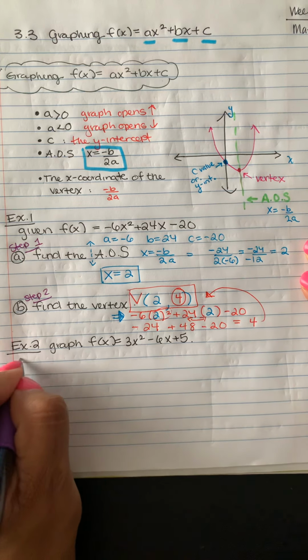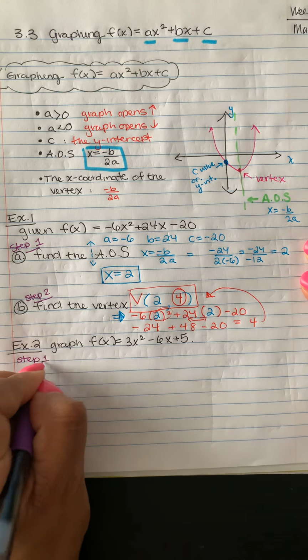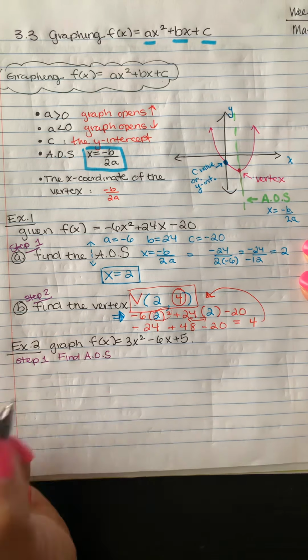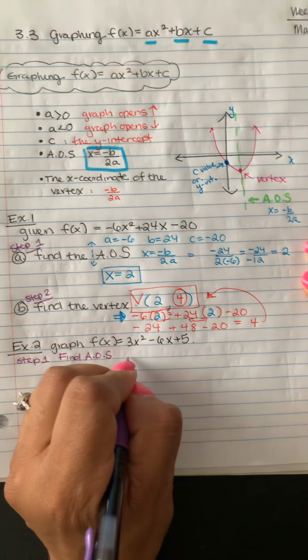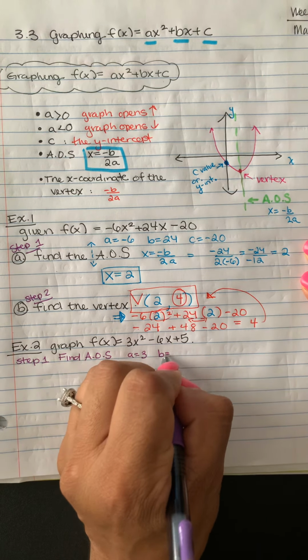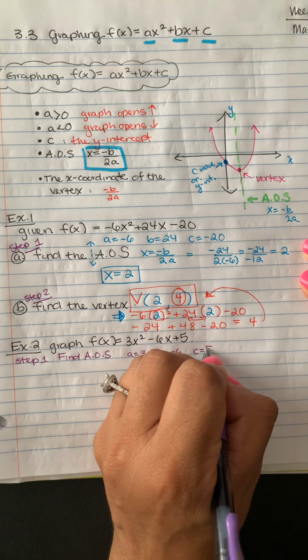The first step, step 1, is to find your AOS. Write that out. Find AOS. Identify your A, B, and C. A is equal to 3. B is equal to negative 6. C is equal to positive 5.